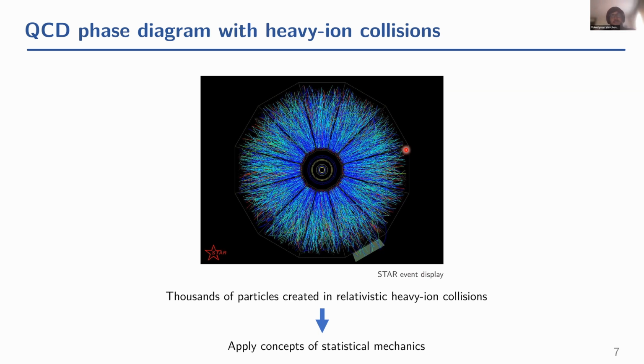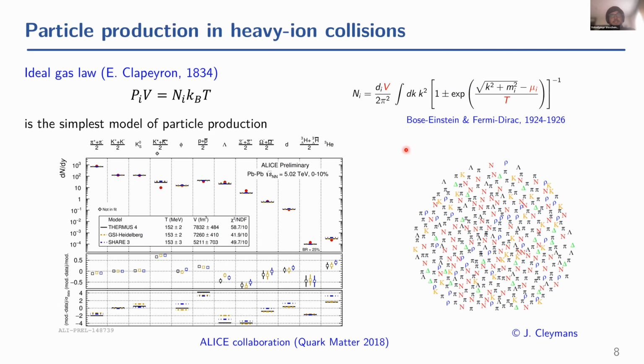And if you have thousands of particles created in relativistic heavy ion collisions, it can be natural to think in terms of collective phenomena, in terms of macroscopic properties of matter created in heavy ion collisions, and more generally to apply concepts of statistical mechanics, because that's what you do in statistical mechanics. You're trying to describe a system with a huge number of microscopic degrees of freedom by a few macroscopic parameters. And this more or less forms the basis of the simplest model for particle production in heavy ion collisions.